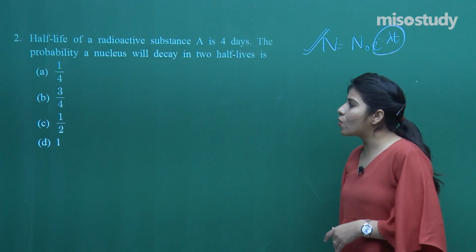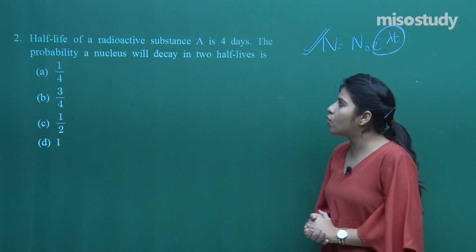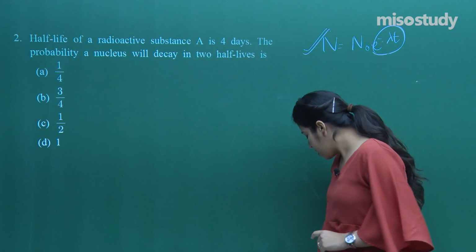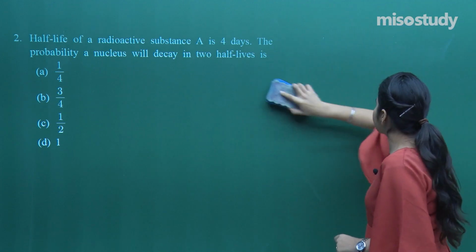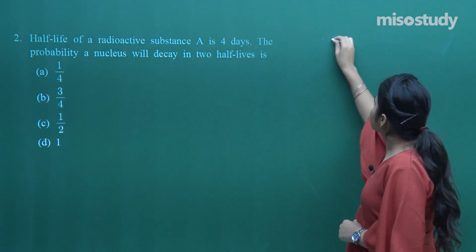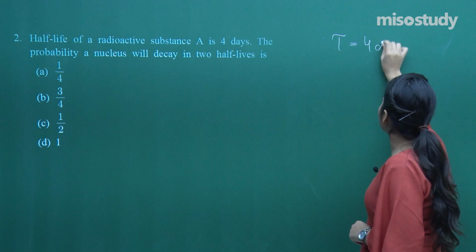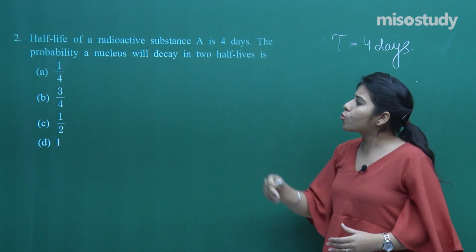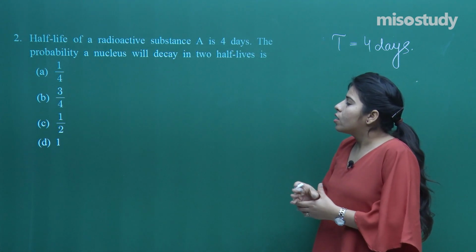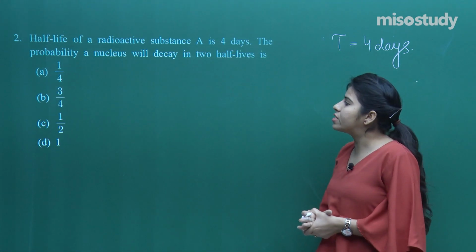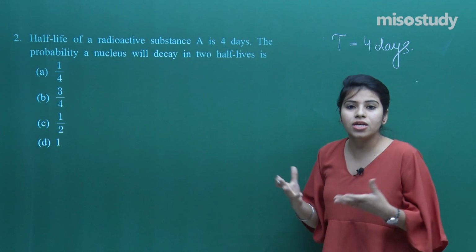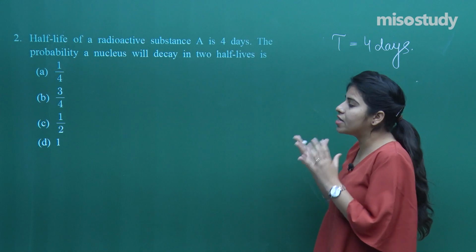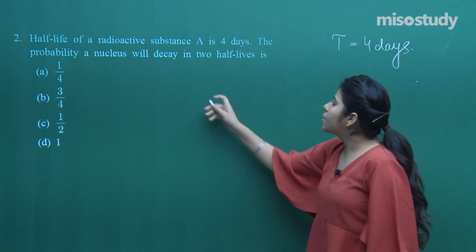Okay, so in this question I can see that the half-life of a radioactive substance A is 4 days. Let me just write over here. The half-life of A is 4 days. Now the probability that a nucleus will decay in 2 half-lives is what? So we have to tell what will be the probability of a nucleus decaying in the 2 half-lives.